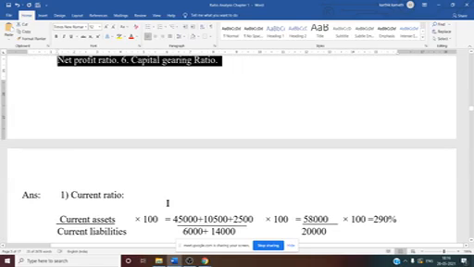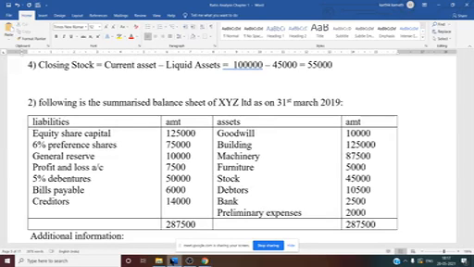First one is current ratio. What is the formula for current ratio? Current asset divided by current liability into 100. That is the formula for current ratio. Current asset divided by current liability into 100. Now, if you see the question, what and all comes under current asset? Can anyone tell me here what and all comes under current asset here? Asset side you need to look at here.